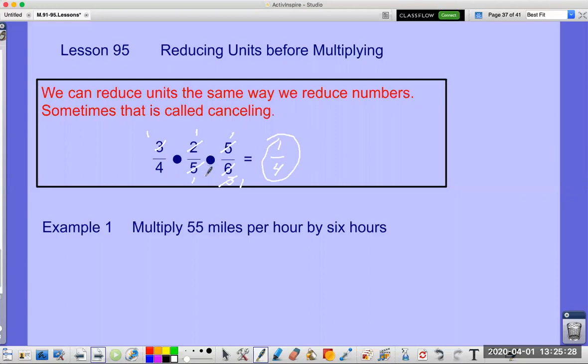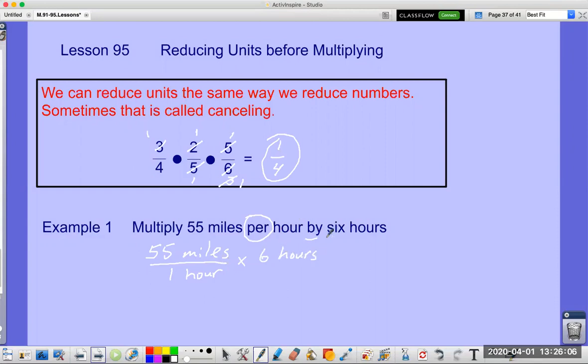All right, if we're multiplying 55 miles per hour by 6 hours, in this case, you see this per right here. So that's 55 miles. And then per is the division sign, hour, so it's just 1 hour. I'm going to put 1 hour. And then it says multiply it by, so that's multiplication, 6 hours.